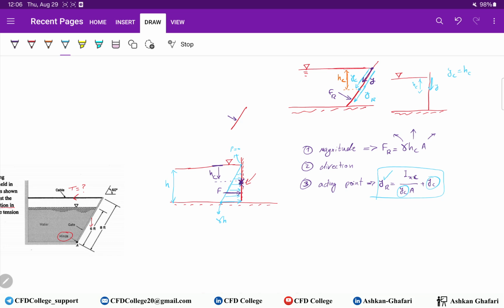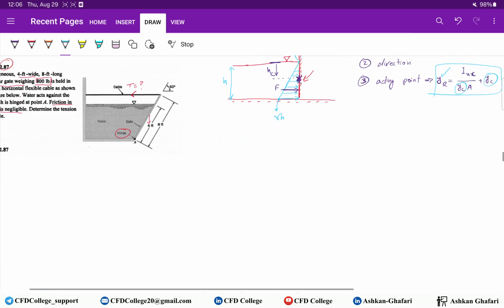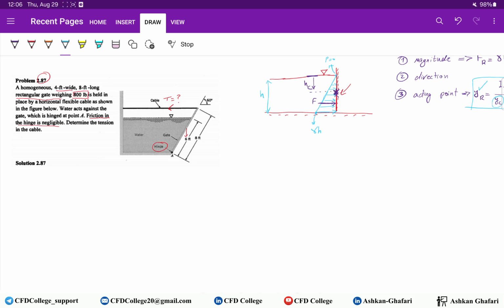So sometimes the students get confused. This is the reason, and it's an exception. It only happens when we have a vertical rectangular gate. Okay, I hope I explained it well for you and you know what we should do. Now, after solving these problems, you will understand it better. Okay, let's jump to the problem.